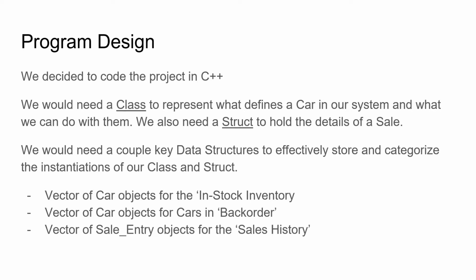We knew we would need some data structures to effectively store and categorize the instantiations of our class and struct. So we have a vector of car objects for the in-stock inventory. We have a vector of car objects for the cars that are in backorder. We have a vector of sale entry objects for the sale history.